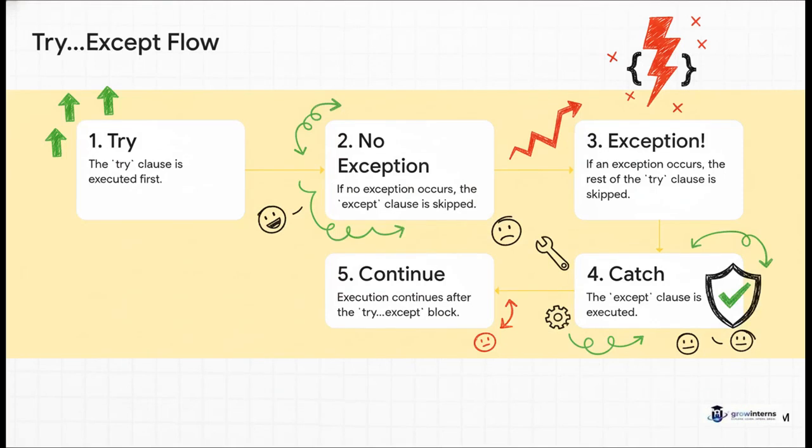And this shows exactly how it works. You start at step 1. You try the code. If everything's fine, that's the green path. You just skip the catch part and move on. Simple. But if an exception happens, bam, the red path. Python immediately drops what it's doing in the try block and jumps right over to step 4, the except block. And the best part? After handling it, the program just keeps on chugging along instead of crashing.